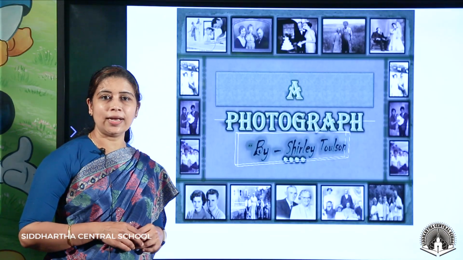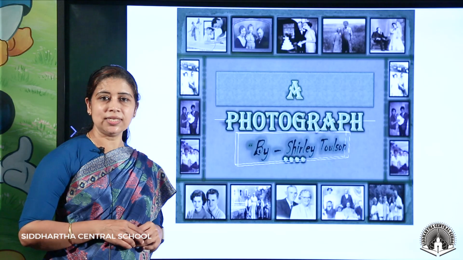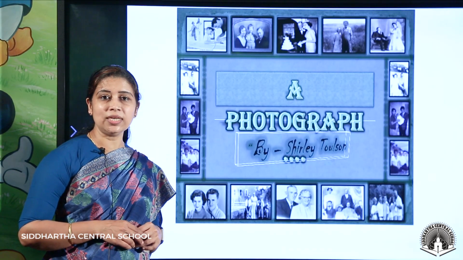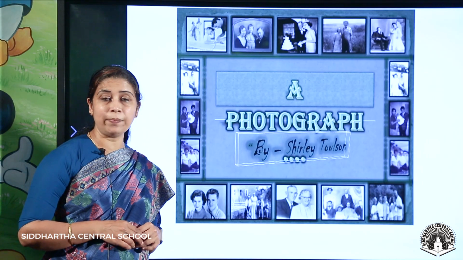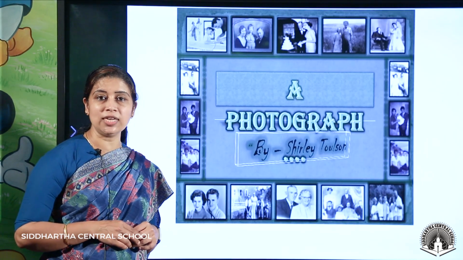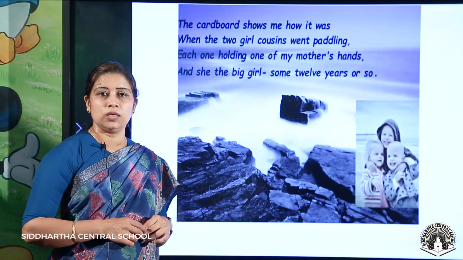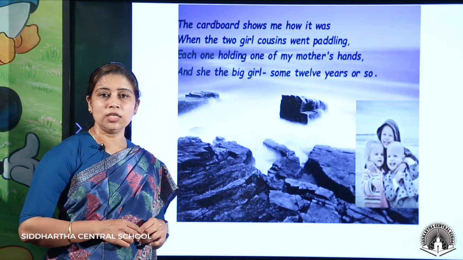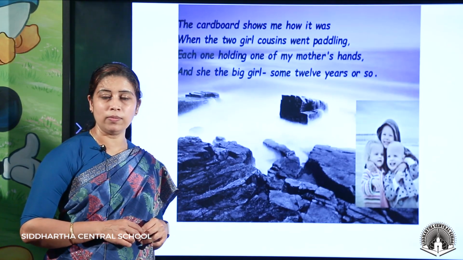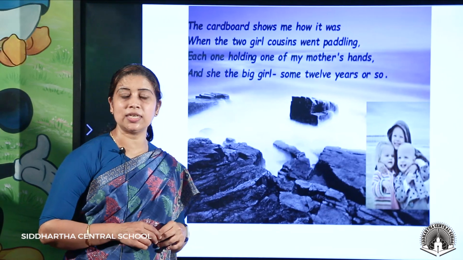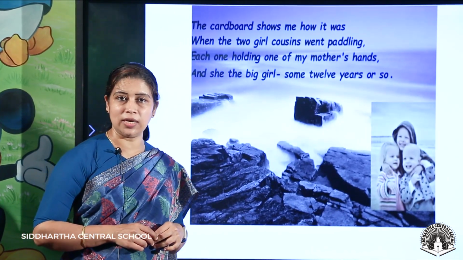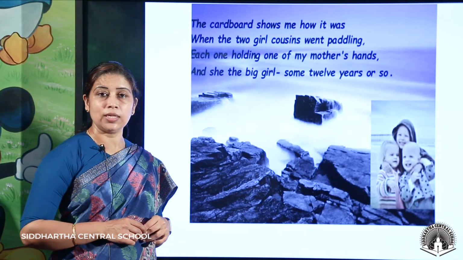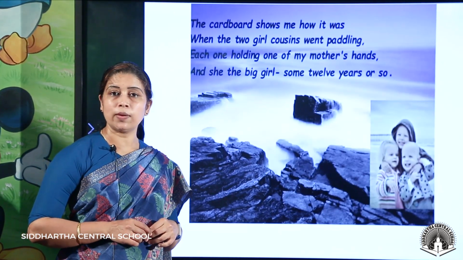Here the poet compares the transitory or momentary existence of mortals with the permanent existence of nature and its objects. So today we have learned two stanzas of the poem A Photograph, written by Shirley Toulson. Let's have a quick recap of what we have learned in the two stanzas. The poem is a tribute to the poet's mother.